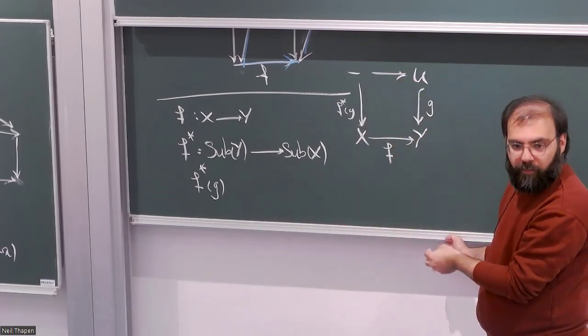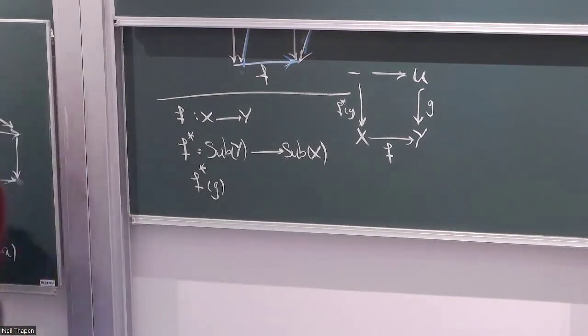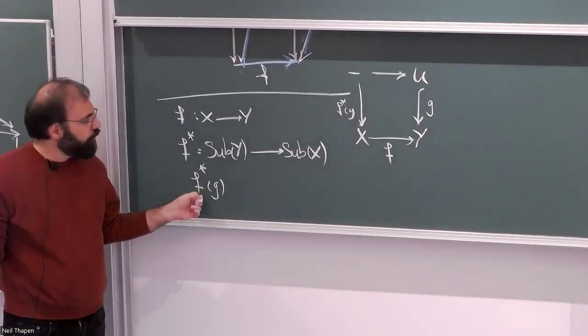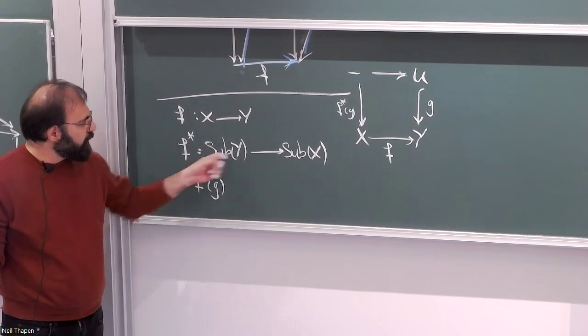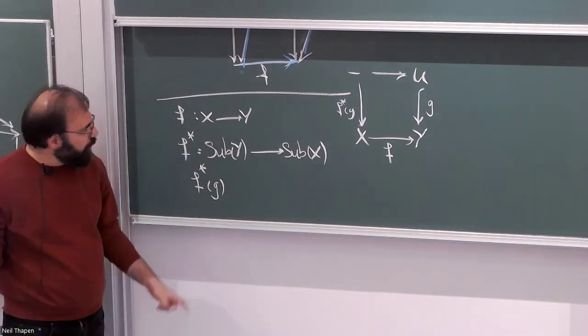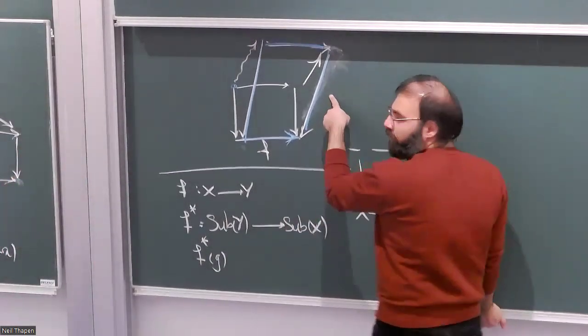So you're stating some kind of lemma that says that if G is monic, then pullback of G is monic. No, not this lemma. This first observation: G is monic, then the pullback of G is monic. So this guy is also monic. Yes. So inverse image just preserves the monics.